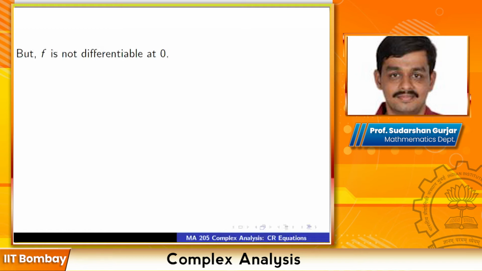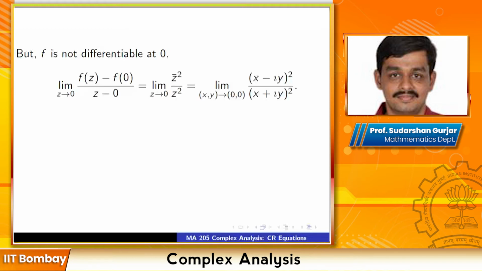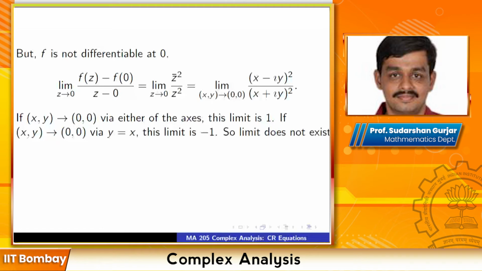What is this? This is the limit as (x,y) tends to 0, (x minus iy) square upon (x plus iy) square. Z bar is x minus iy, so this is (x minus iy) square upon (x plus iy) square. Everybody agrees so far? So now let us check that if I take the limit along two different directions, you get different values. That's how we will conclude that f is not differentiable at the origin.